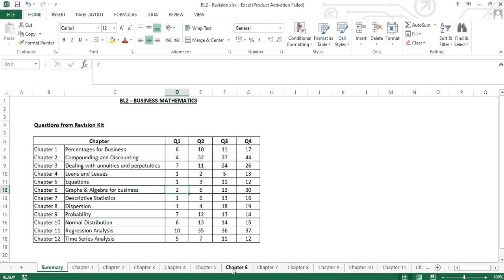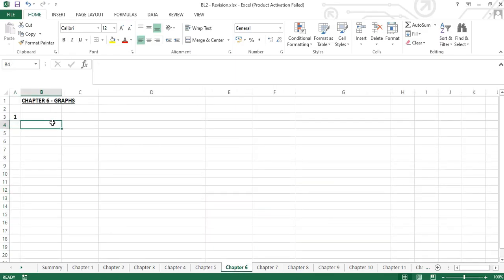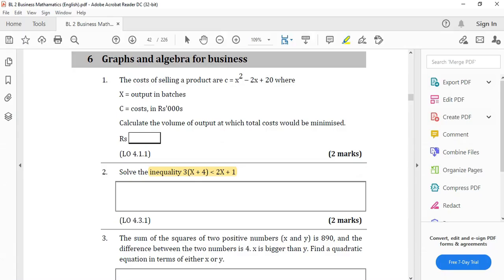We know in inequalities, even though these signs are given, when solving we should assume that it's an equal sign. Accordingly, 3 into x plus 4 should be equal to 2x plus 1. They've given this sign, but in our mind we can think it's the equal sign and simply solve an algebra equation as we usually do.